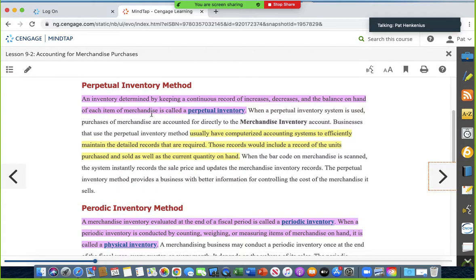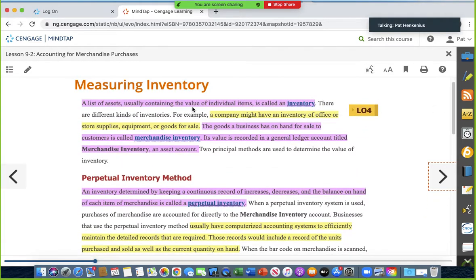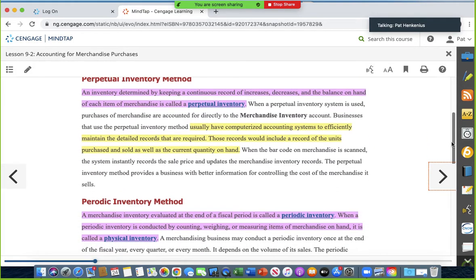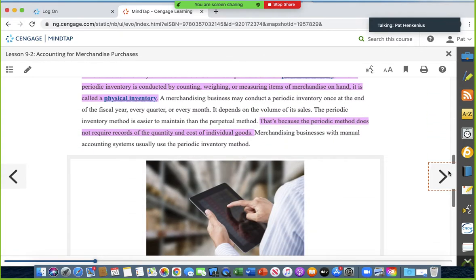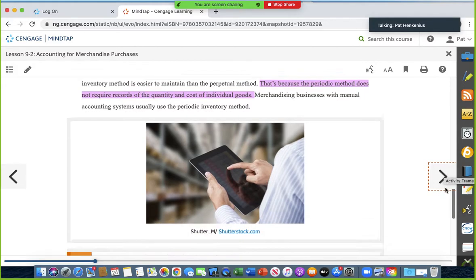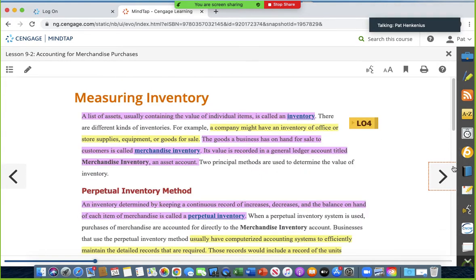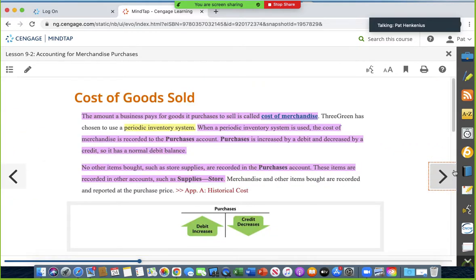These are the 2 main ways. Often there's a combination of these. Okay? So when we're thinking inventory, you're thinking all the things that you're purchasing. If it's merchandise for sale, it'd be merchandise inventory. And there's a perpetual inventory way of doing it with a continuous computerized system. And then there's a periodic inventory way where you physically go ahead and count it. Okay? That's basically what we're talking about. So that's the inventory, how we're going to measure and keep track of it.